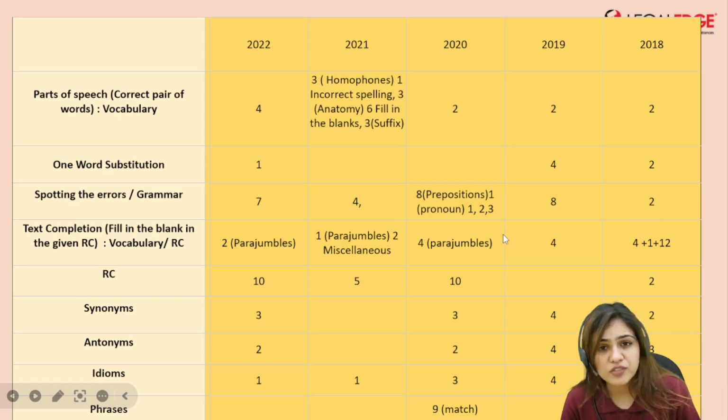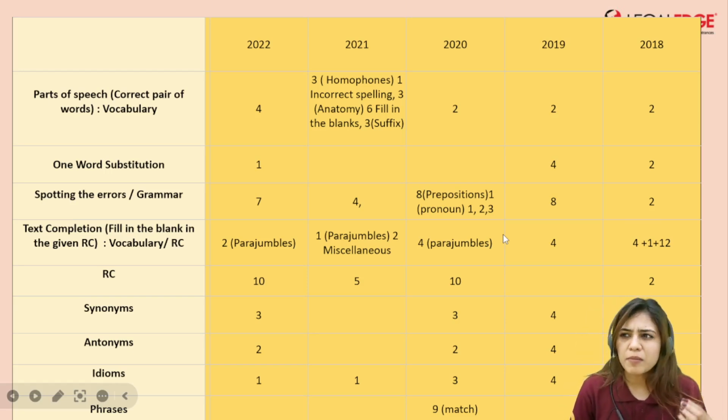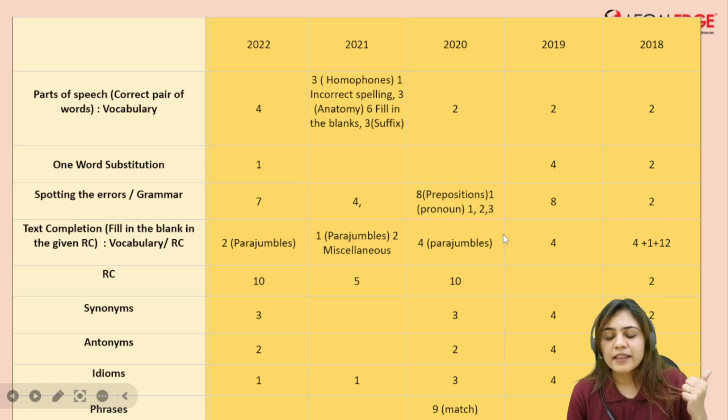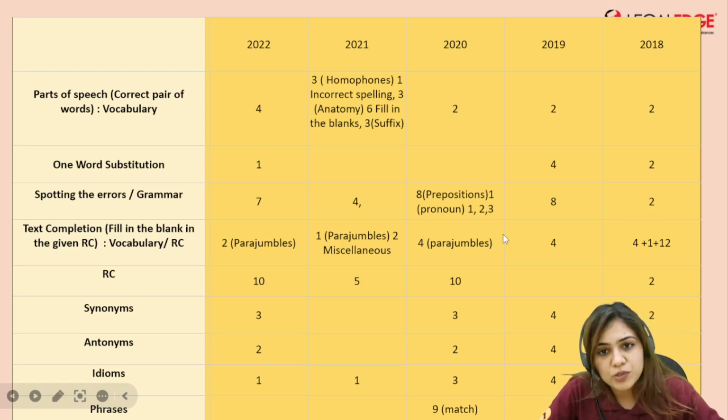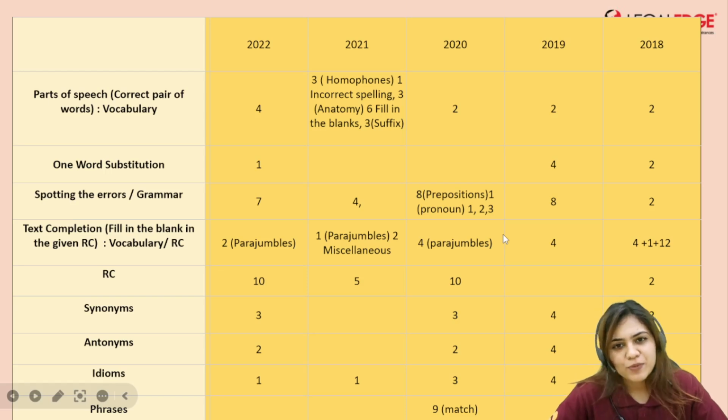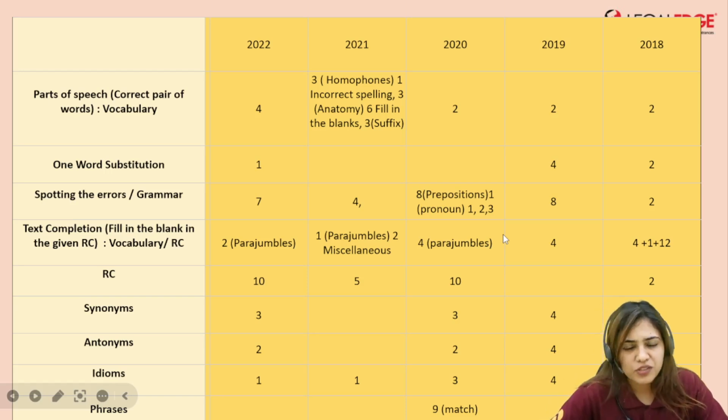There were 3 questions from homophones. So always remember homophones, homonyms, these are important vocabulary topics when it comes to the AILETs. And then there was one question on incorrect spellings, 3 on antonyms, spelling mistakes. All of these questions made a very prominent entry in 2021, and as you can see in 2022 we got 4 questions based on parts of speech.